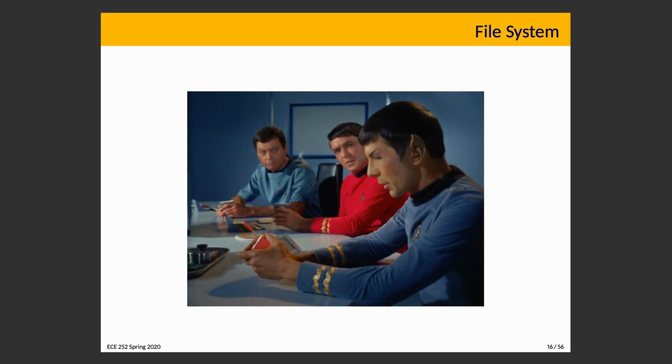The file system. That's the second kind of interprocess communication that we want to talk about. In this case, I'm referring to the little plastic squares that Spock is holding in his hands.